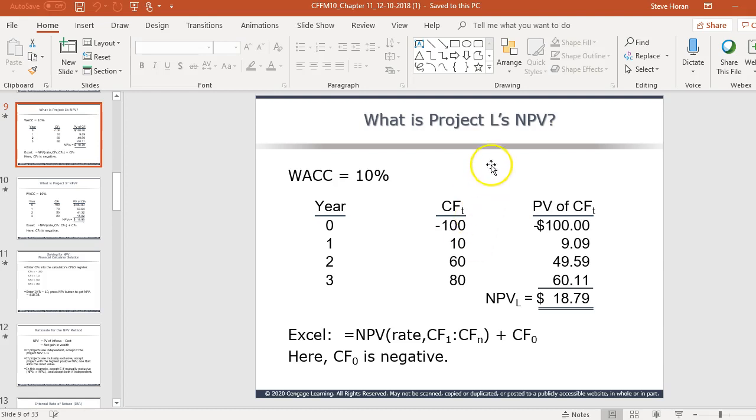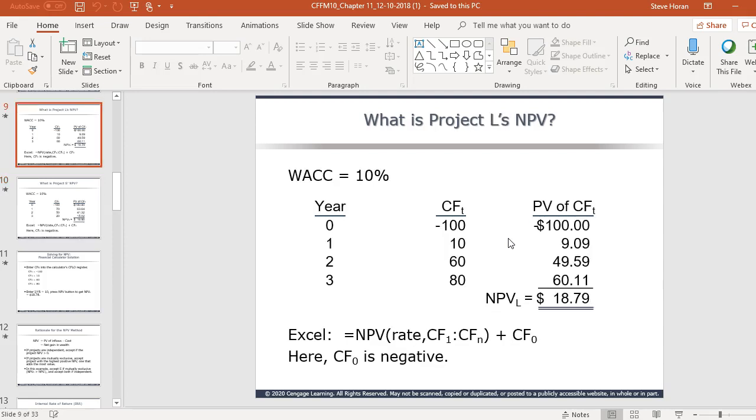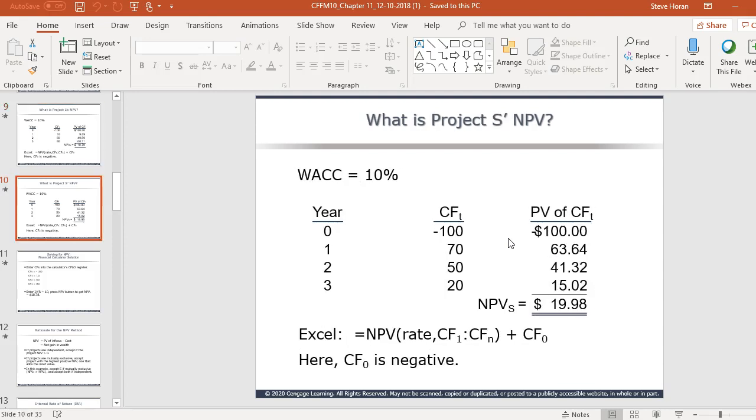Okay, so because in L the big numbers were in years 2 and 3, the time value of money really ate at those. But in Project S, I had my big payout in year 1, so that 1 year at 10% wasn't that big of a deal. It didn't discount my number as much. So I just kind of want you to recognize that. That's how you can generalize the decision by looking at these cash flows. Okay, so 19.98 was the bigger one. So if I could only choose between the two, everybody can see that Project S would be the winner.